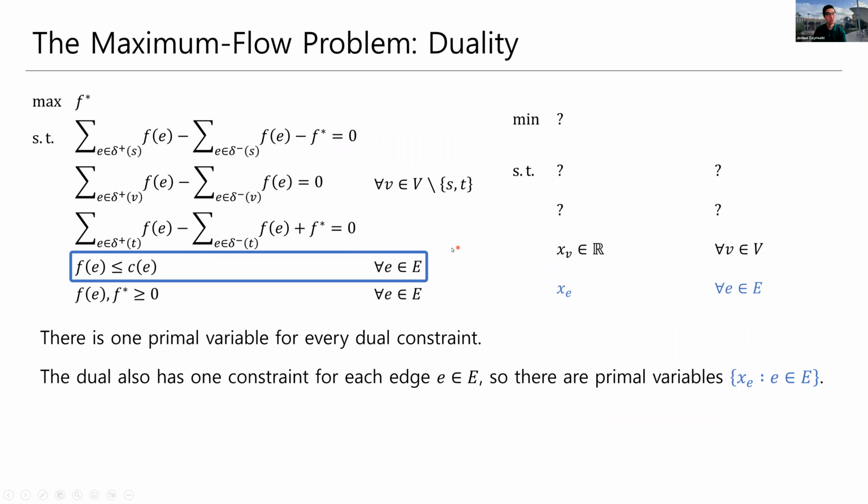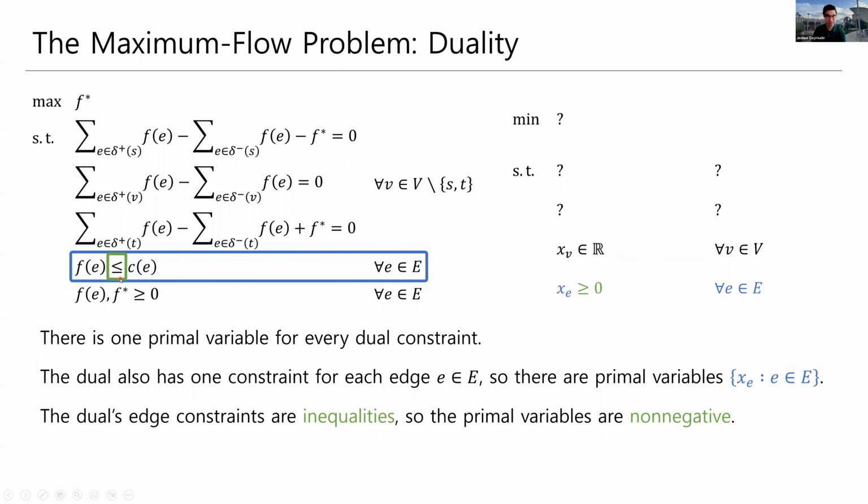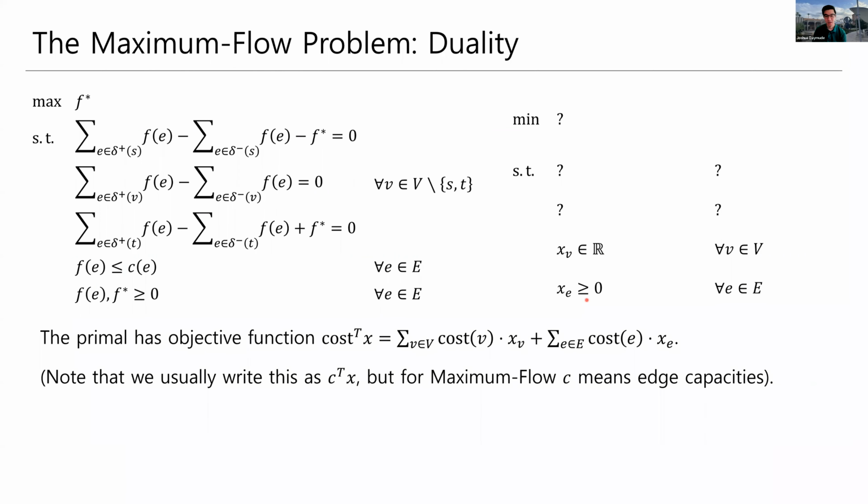But that's not all of the dual constraints. The dual also has these edge capacity constraints, right? Here, there's one constraint per edge. So we also now need one primal variable per edge. These are inequality constraints, so the corresponding primal variables are non-negative. So that's good. That brings us to all of our primal variables.